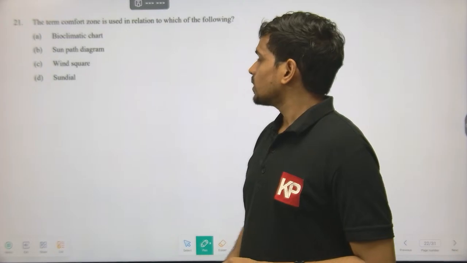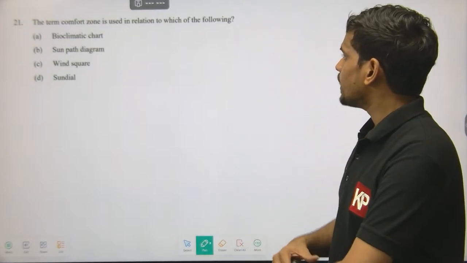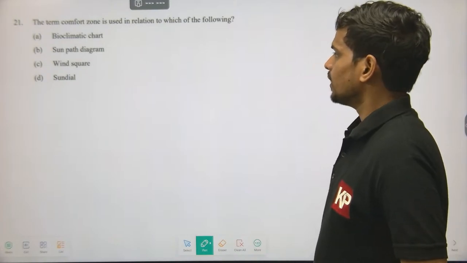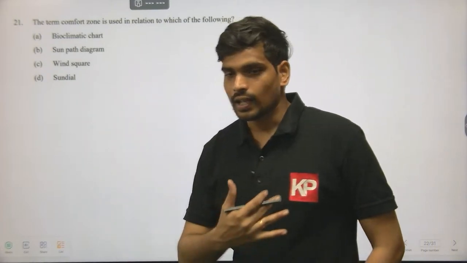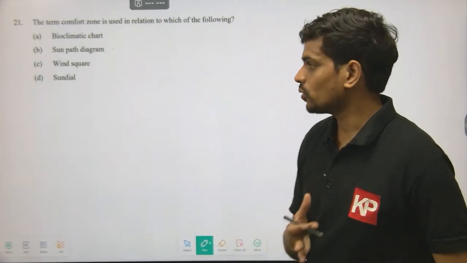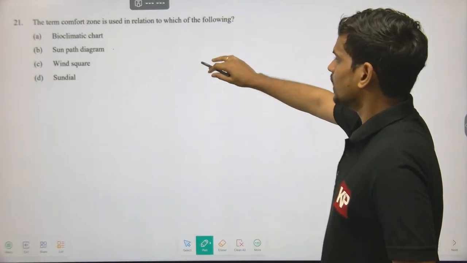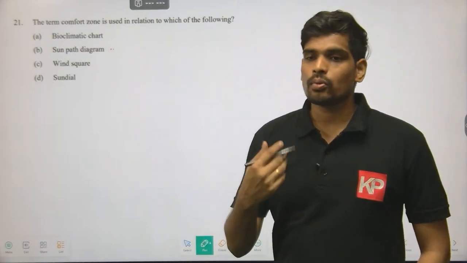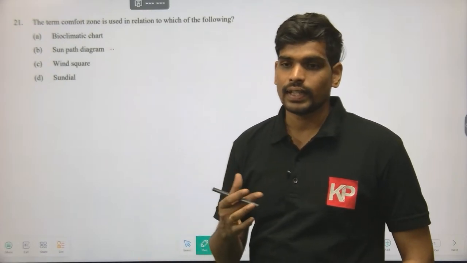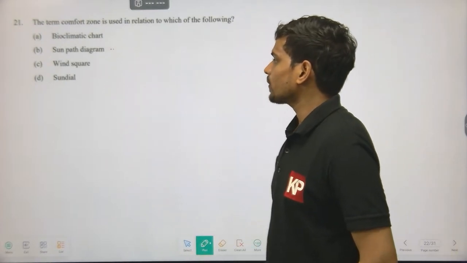Next one, the term comfort zone is used in relation to which of the following? So, you need to know the charts basically. Sundial is used for sunpath analysis. Sunpath diagram, same thing has to do with sun diagrams. This will basically give you the position of the sun at a given latitude at a given time on a given day. So to understand the position of the sun, we use this.